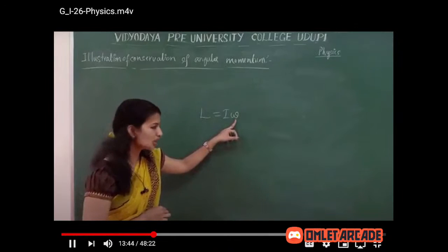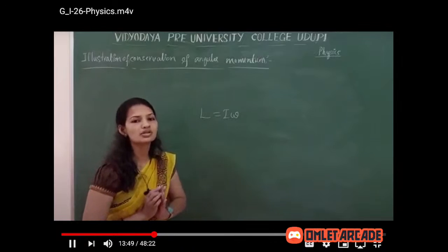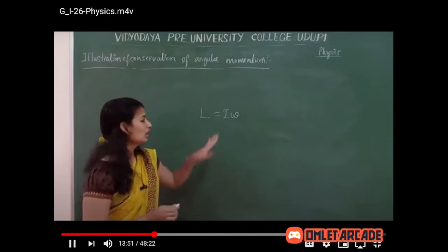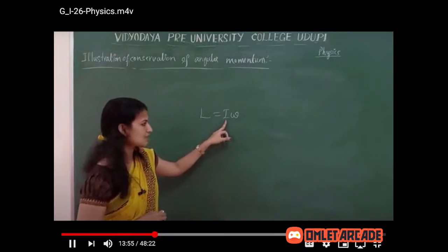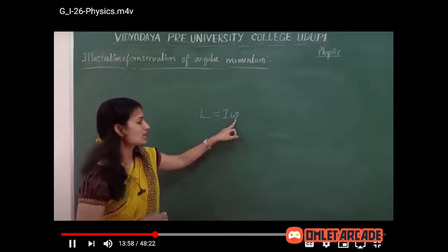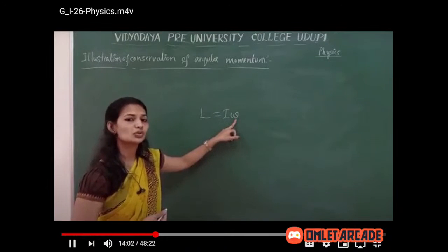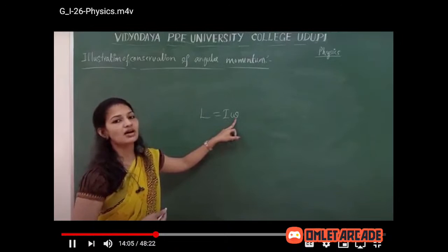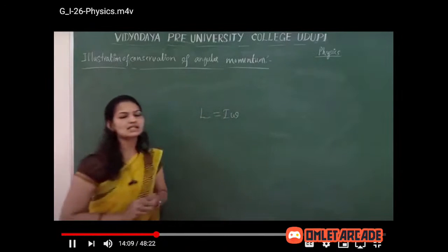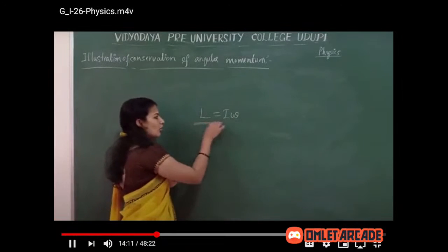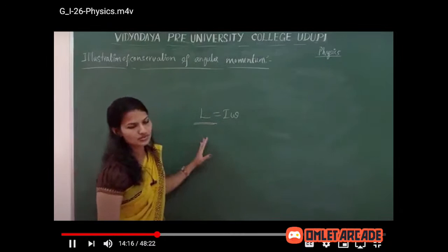When she brings her leg and arms towards her body, the moment of inertia of the ballet dancer decreases and the angular velocity increases, so she spins faster. In both cases, the total angular momentum of the ballet dancer is constant.